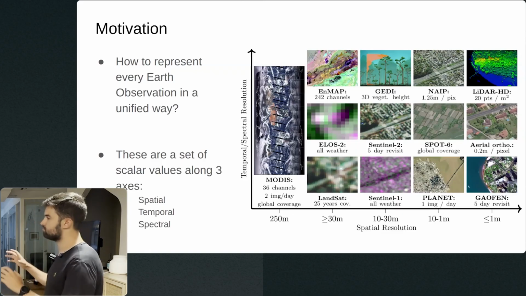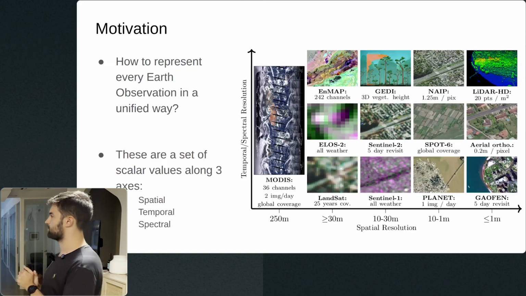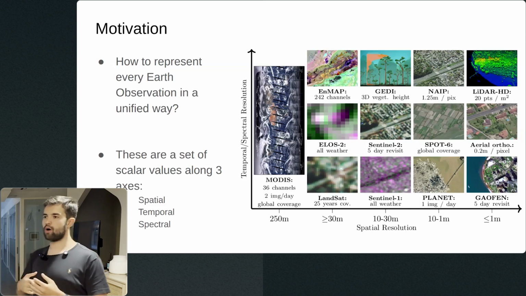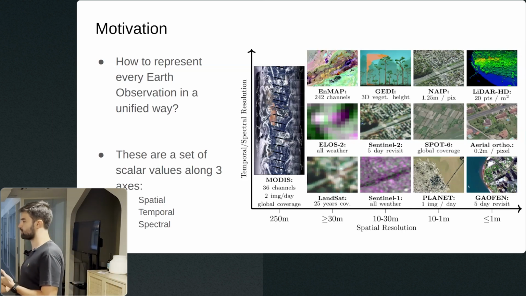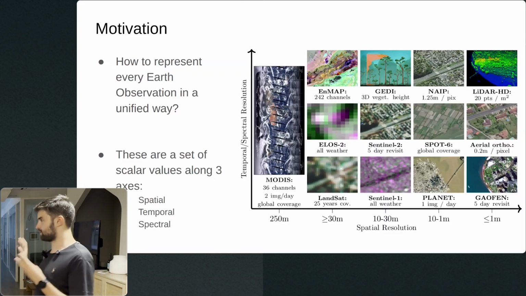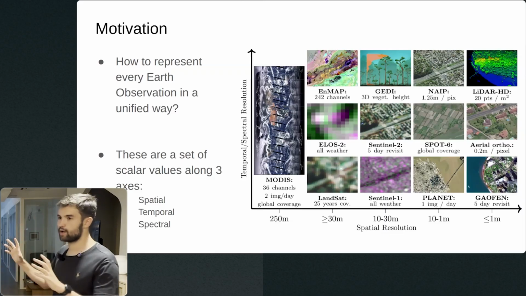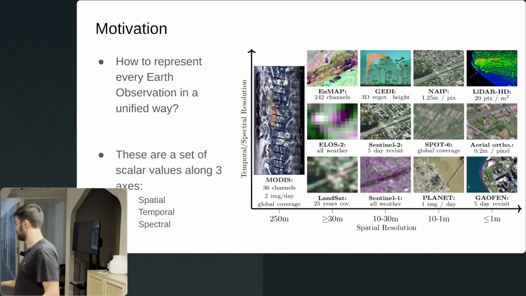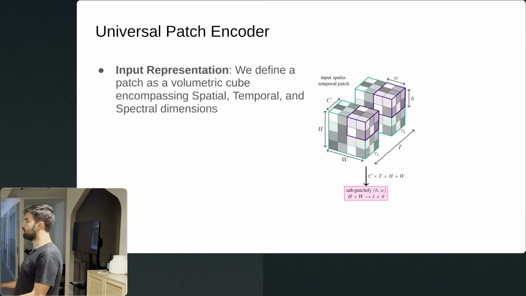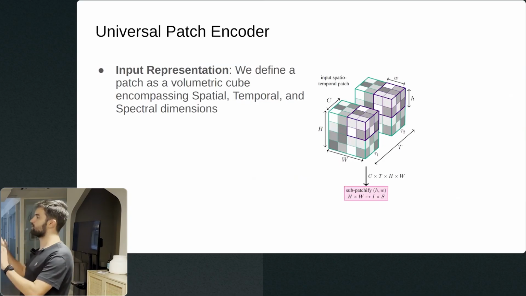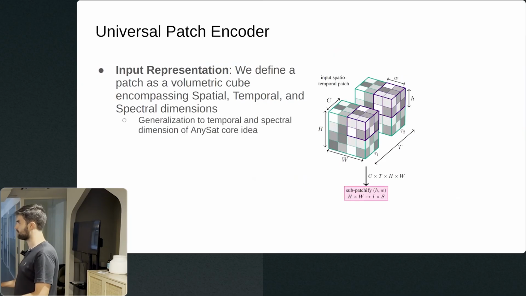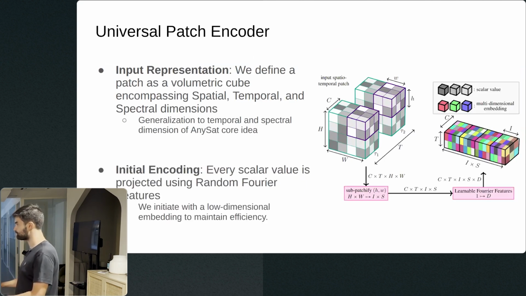The idea is to define an Earth observation image as a scalar value among three axes. There is the spatial one, the temporal one, and the spectral one. With this representation, we can have a unified way to represent every type of Earth observation acquisition we can get. Now, we define a patch as a cube across these three dimensions. It's basically the generalization to temporal and spectral dimensions of the previous model.